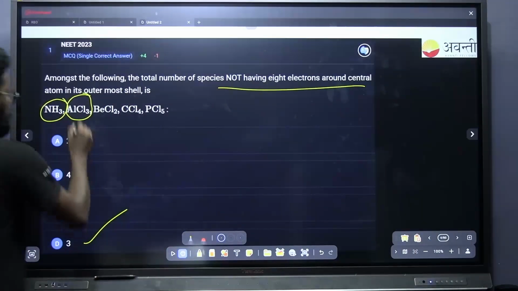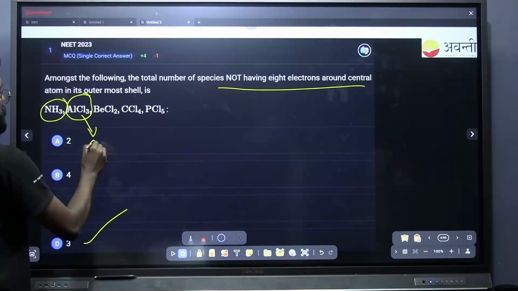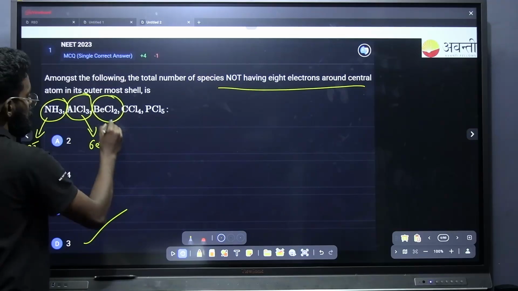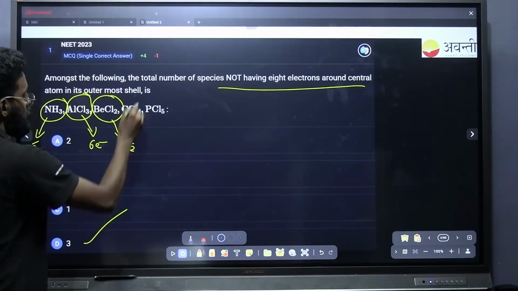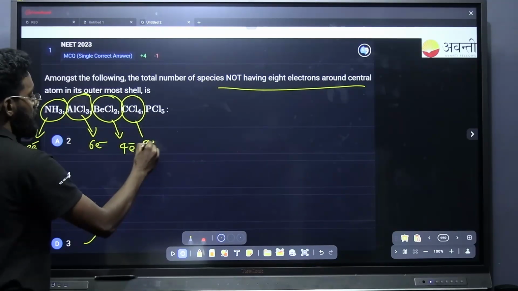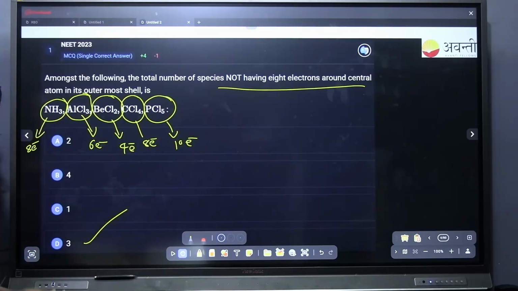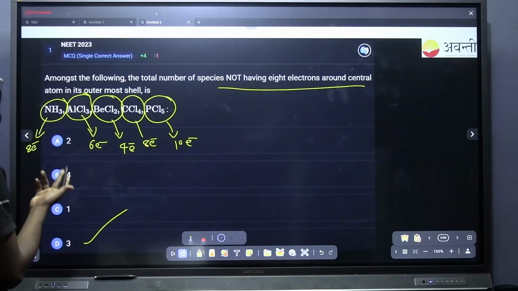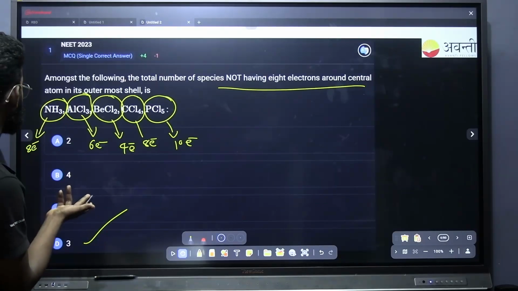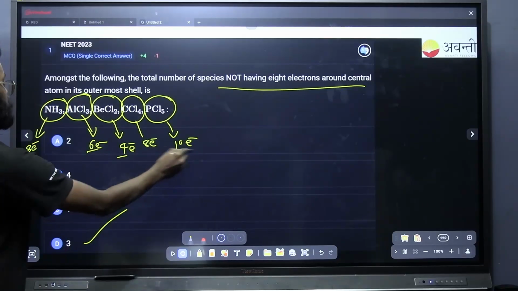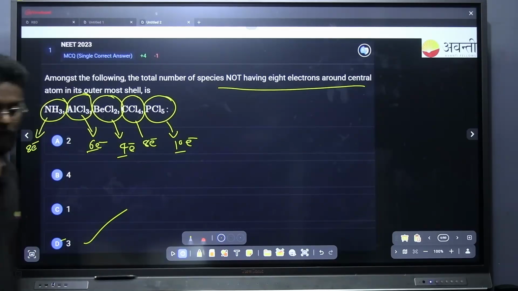That is 3. Aluminium trichloride has 6 electrons. NH3, we all know, is tetrahedral and has 8 electrons. BeCl2 has 4 electrons. CCl4 has 8 electrons, tetrahedral. PCl5 has 10 electrons. So among these, which are not following the octet rule? How many are there? Yes, 1, 2, 3. Option 3 is correct.